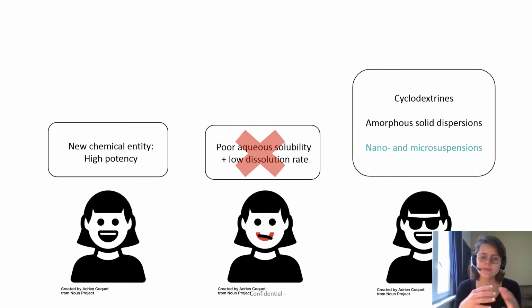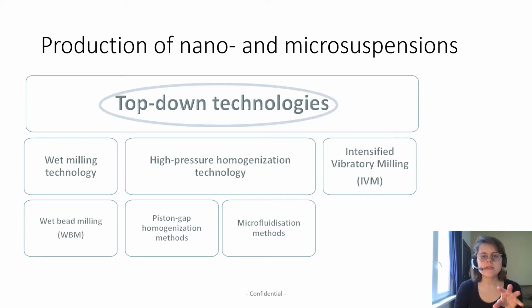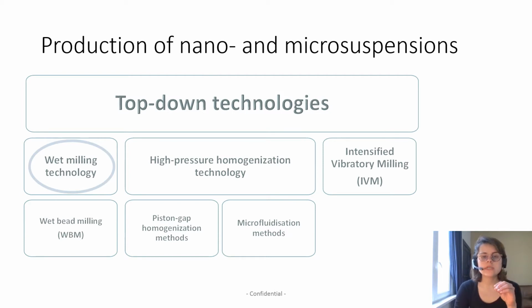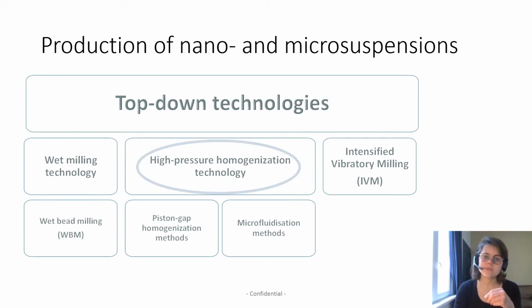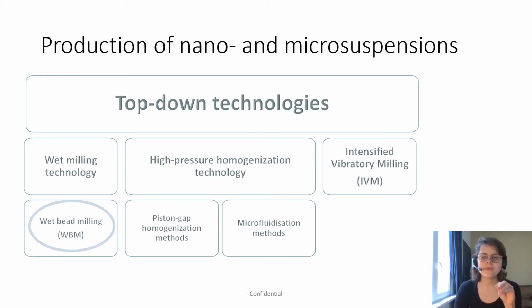Nano and micro suspensions can be produced in two ways, the bottom-up approaches and the top-down technologies. If we now focus on these top-down technologies, you find that they are subdivided into two big categories. On the one hand, you have wet milling technologies, and really the star player in this category is wet bead milling. The second big category is high pressure homogenization technology, which is then further subdivided into piston gap homogenization methods and microfluidization methods. Over these two big categories, there's actually one golden standard, one star player, and that is wet bead milling.